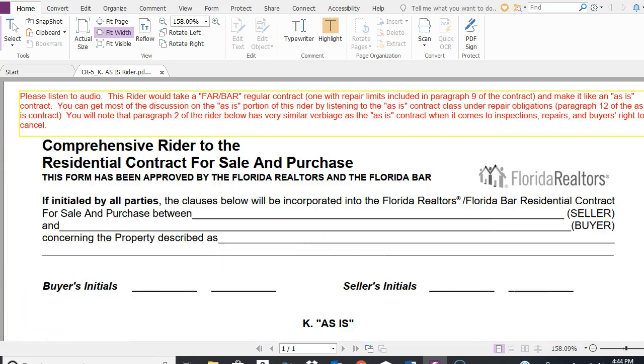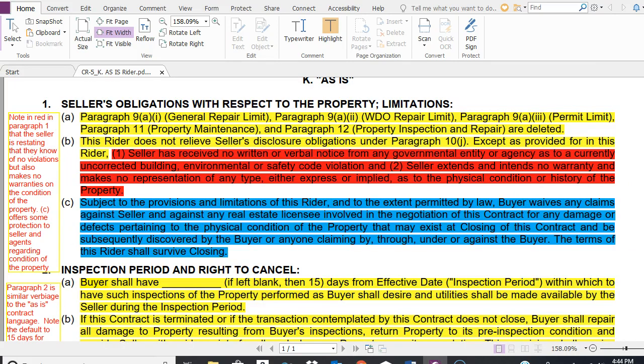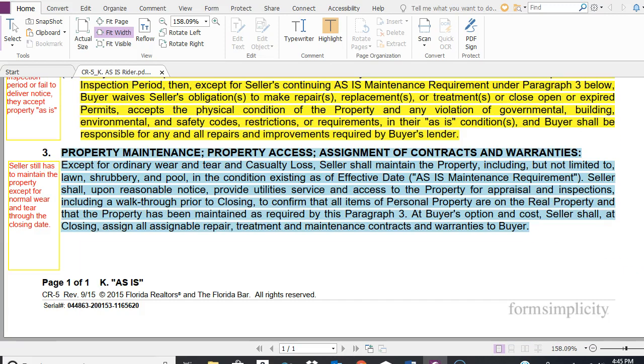So again, reminder, this takes a regular contract and makes it an as-is contract. Understand that the verbiage is mostly from the as-is contract in and of itself, but there are a few little glitches in here that the seller needs to be aware of. That's why I noted it in red, that they are agreeing to it by signing this and converting it over. All right, as always, if you have any questions, reach out.